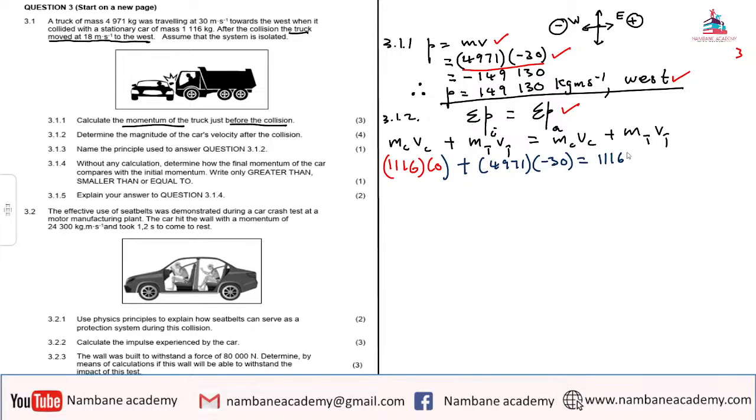1116 is the mass of the car, times vC of the car, plus 4971, and we are told it is also moving to the west side, and then that must be minus 18. So the choice of direction, ladies and gentlemen, is very, very important. After very deep mathematics, your final answer must be 5345 meters per second. In which direction, ladies and gentlemen? It must go to the west.